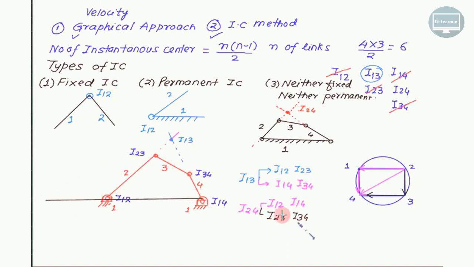Next, I23 and I24. So I23, I24. Is it like this? So where they intersect, this point is your I24.